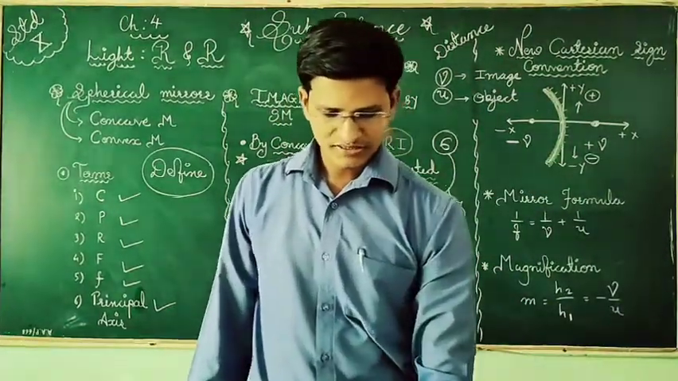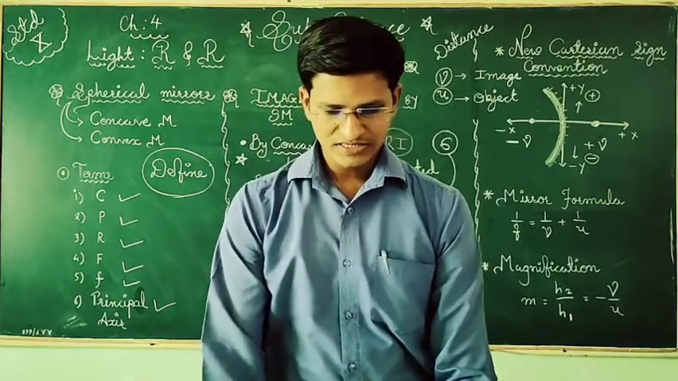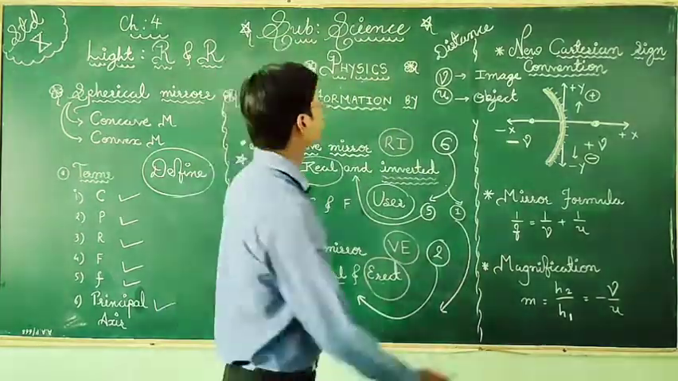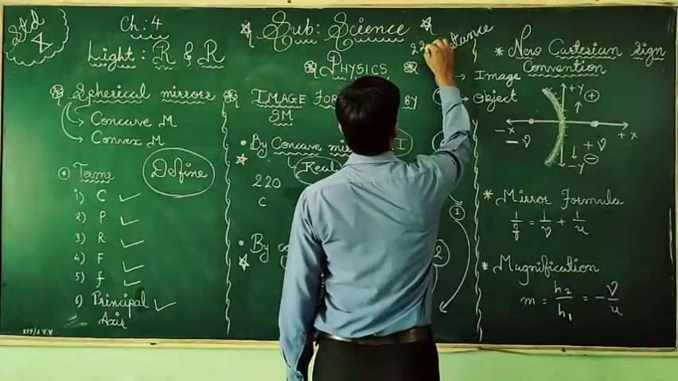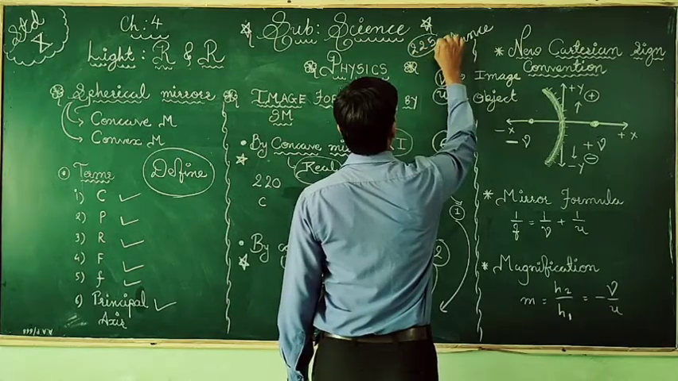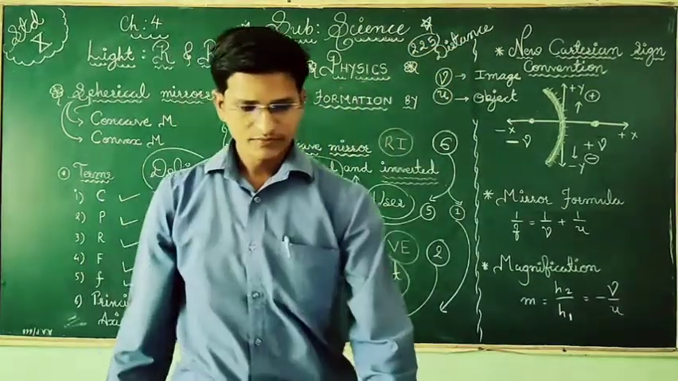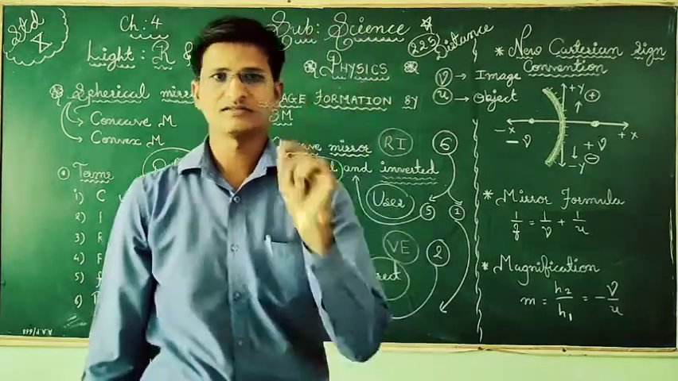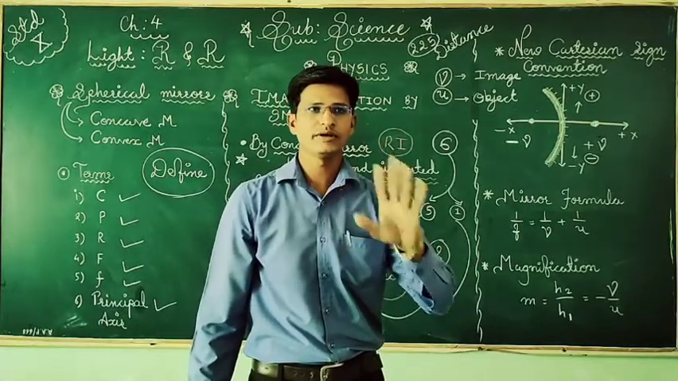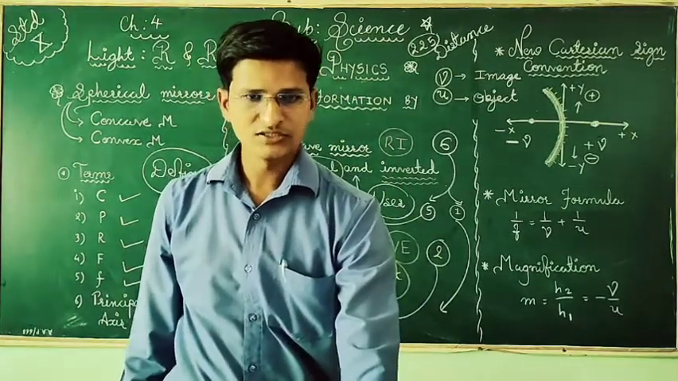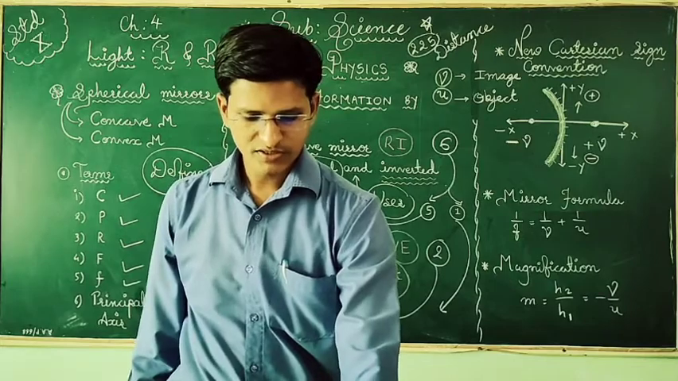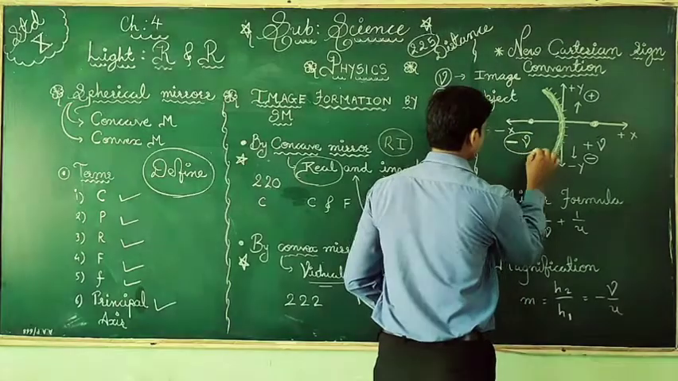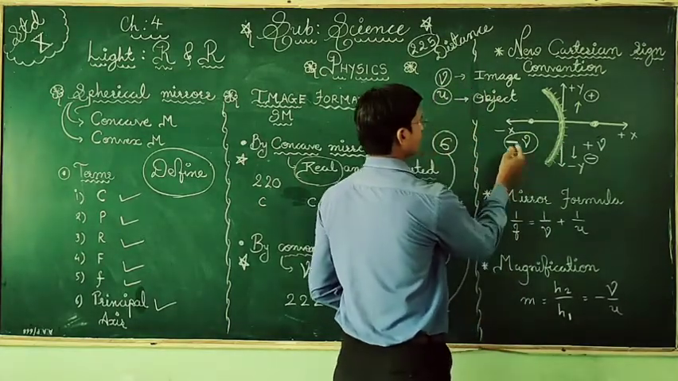So this is about the Cartesian sign convention, and you will easily see the sign convention of spherical mirrors on page number 225. On page number 225 you will see the object distance in concave mirror and convex mirror. Listen everyone, you have to remember this. Object distance u for a mirror is negative, because the object is on this side.